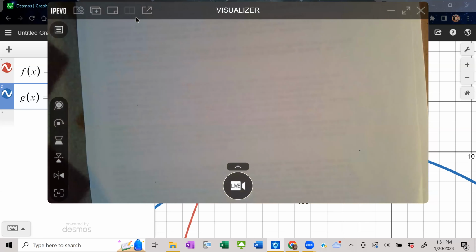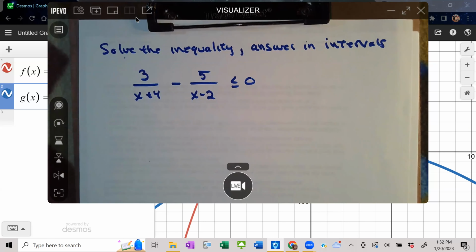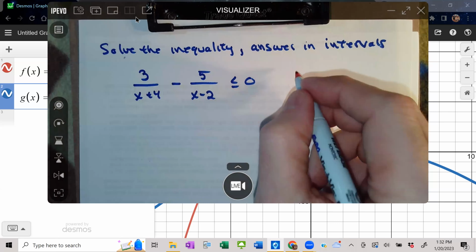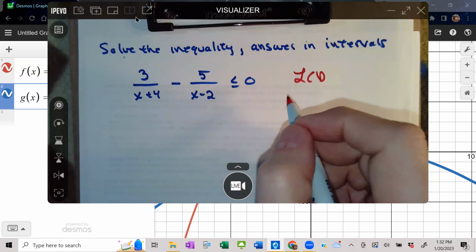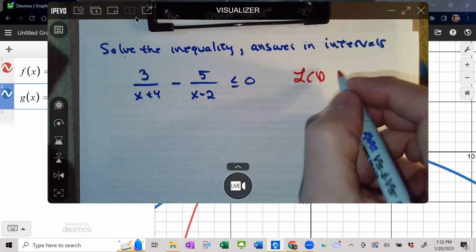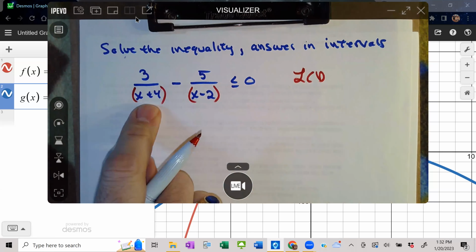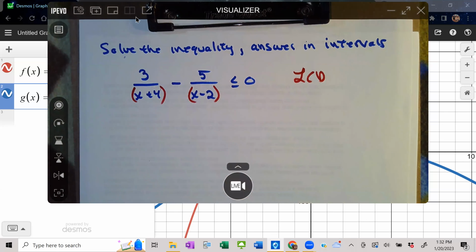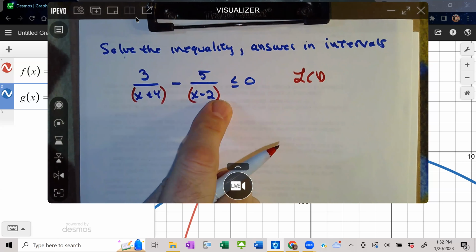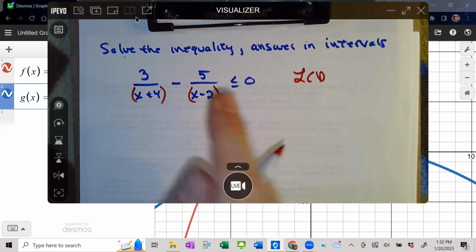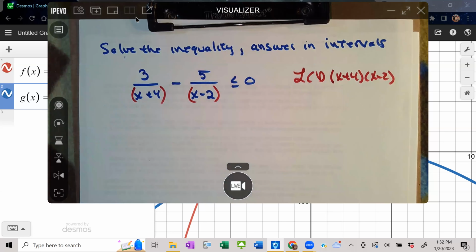One last one here. Solve the inequality, answer in intervals. The first thing you have to do is write this as one arithmetic expression, as one fraction. So to do that, I'm going to need a lowest common denominator. When you're adding something, it's almost as if you have parentheses around these things, because you can't say that the common denominator is x plus 4. That's not true. You have to regard these as their own terms. So the LCD is going to be x plus 4 times x minus 2.